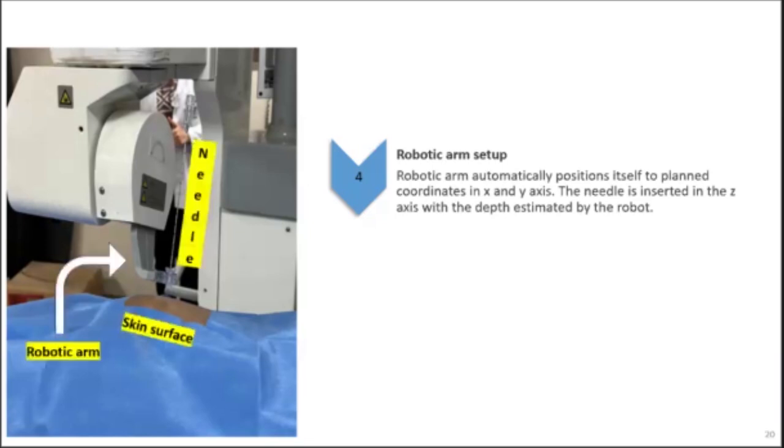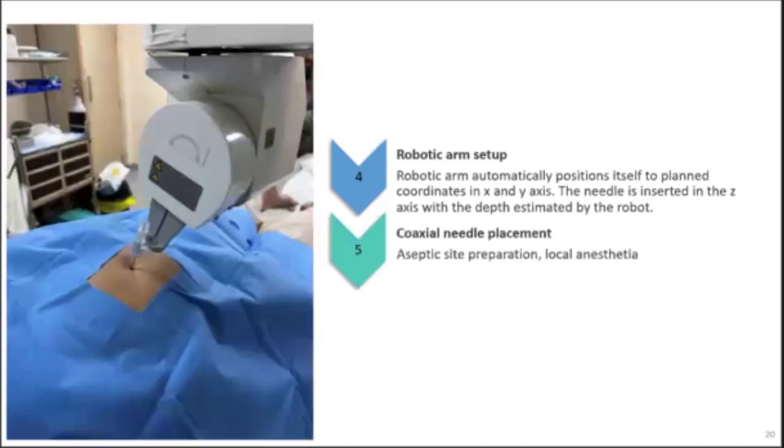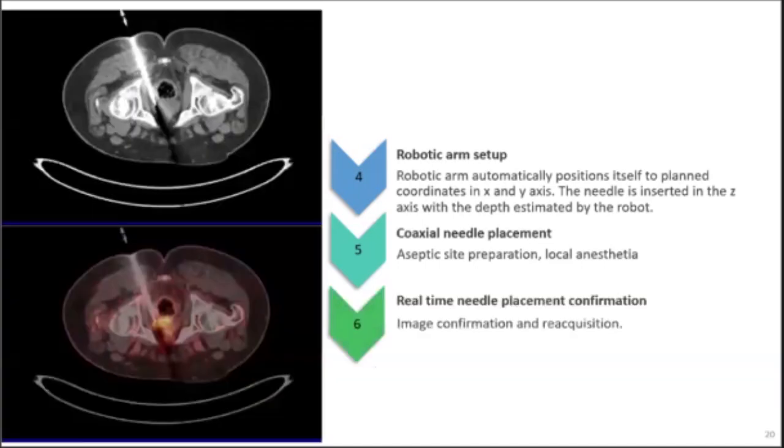In this image, we can see the robotic arm and the needle inserted over it. The skin surface is shown below. The site is prepared in an aseptic manner and infiltrated with local anesthesia. Then the coaxial needle is inserted. After placement of needle, next step is confirming the position of the needle. So a check CT is required to confirm the location of the needle.